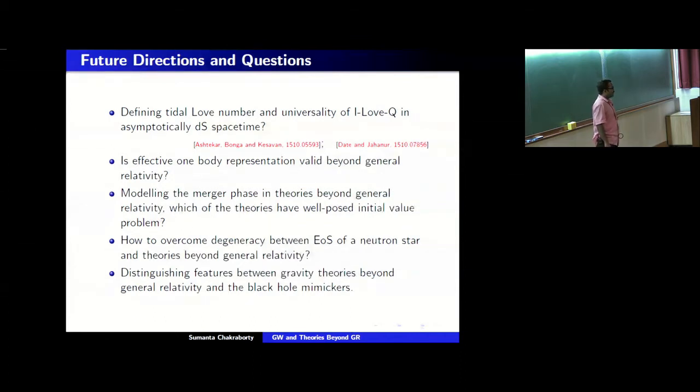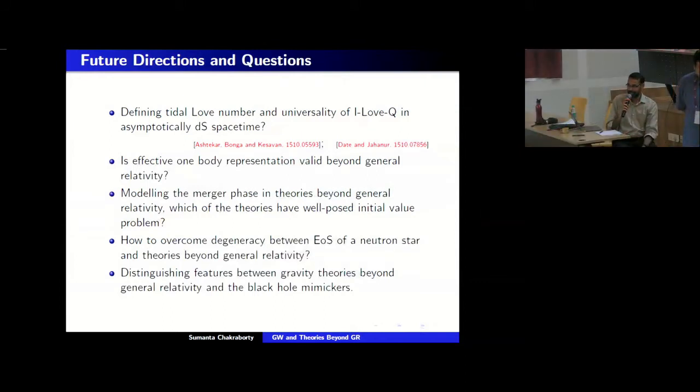So these are the tidal Love numbers of black holes in some of the alternative theories. So are you saying that there is a minimum tidal Love number below which the black holes are unstable in these theories? So like neutron stars or something?